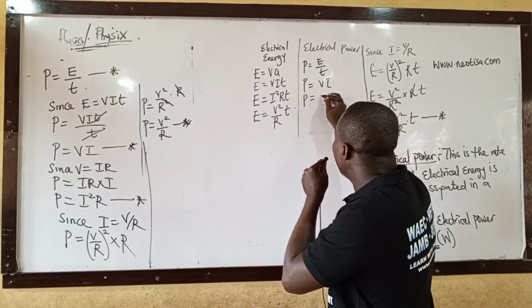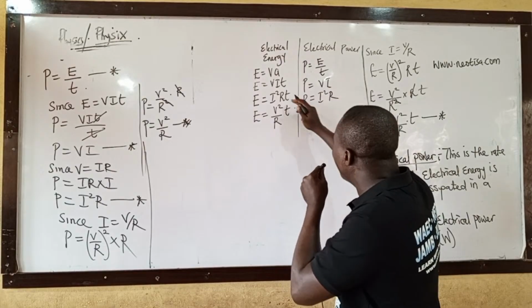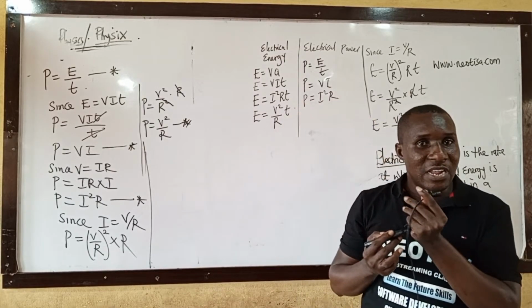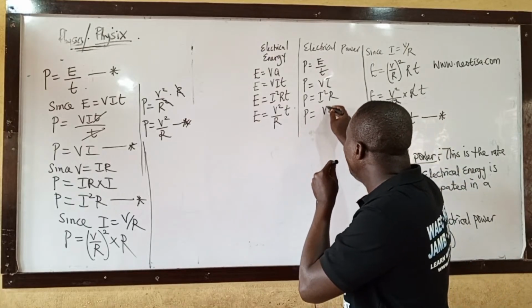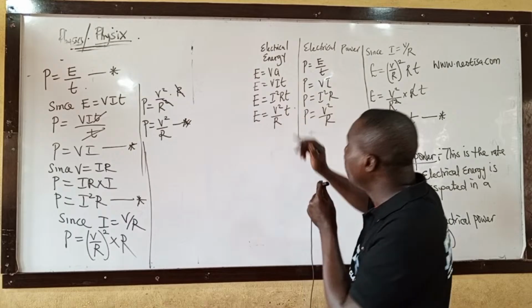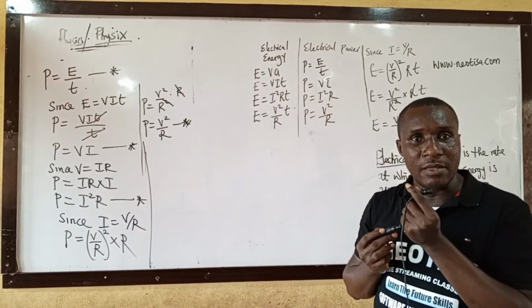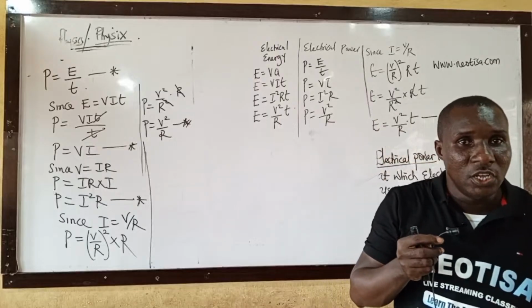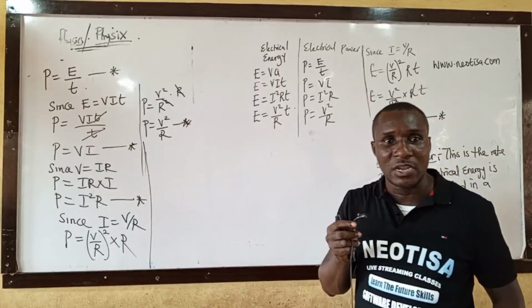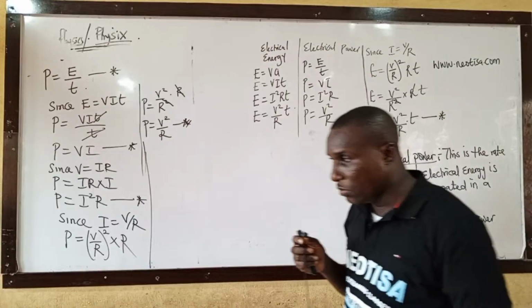P, electrical power, equal to I squared R. Remove the T. Electrical power equal to V squared over R, remove time, that is electrical power. Once you know the formula of electrical energy, just remove the T, that is electrical power. Take note of that.